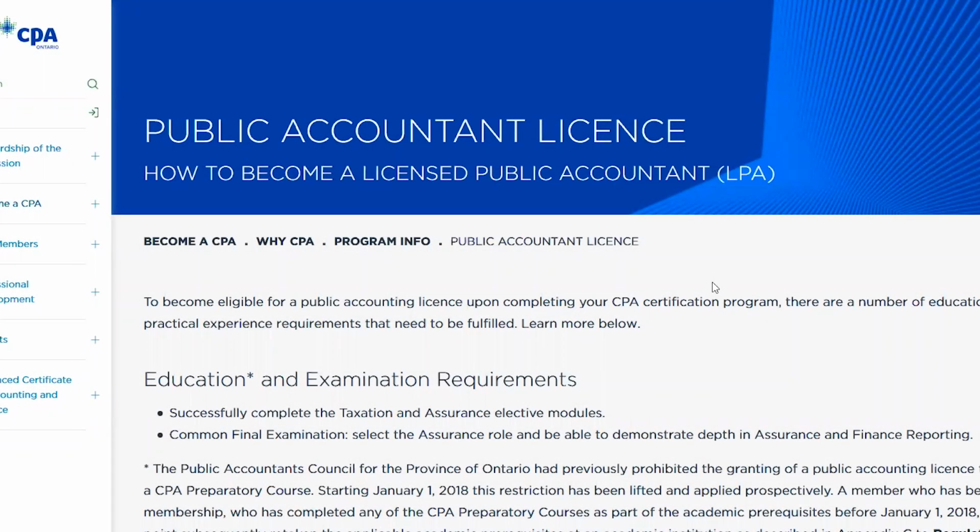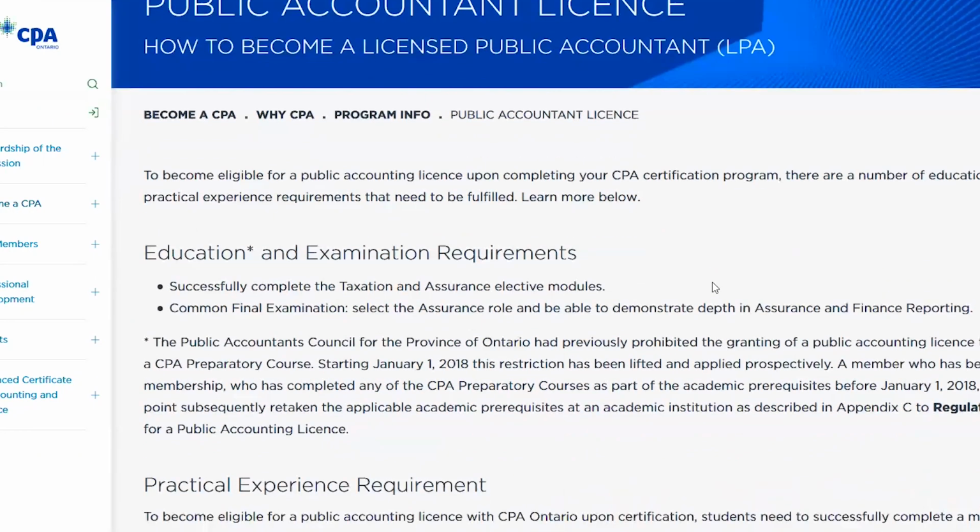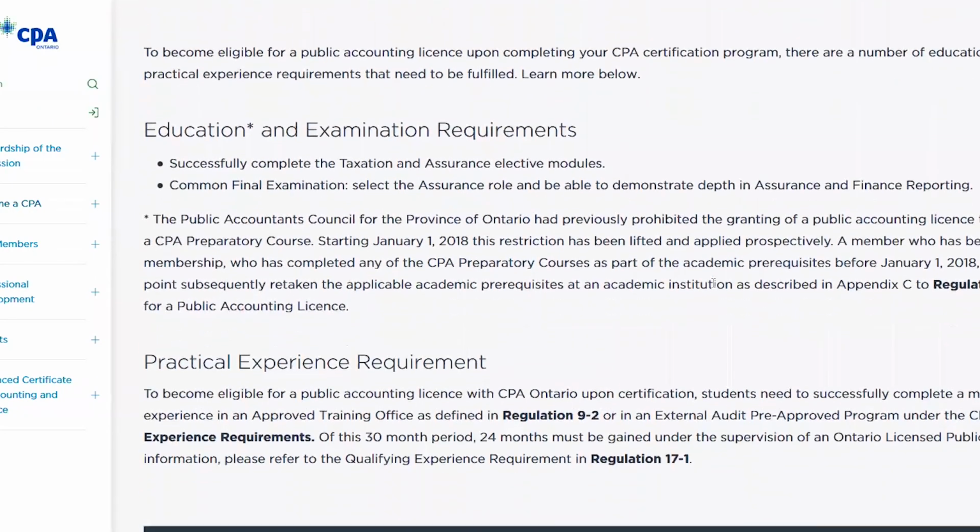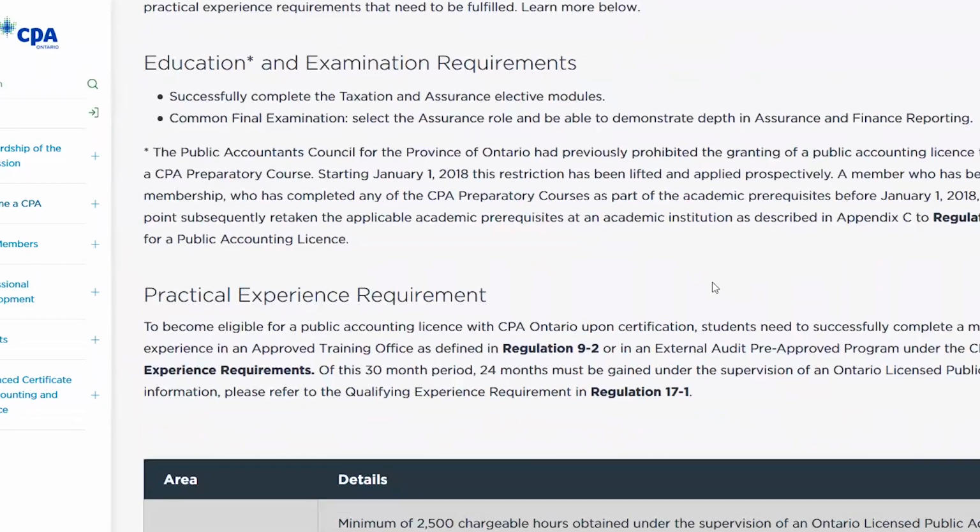If you're thinking of opening your practice and doing taxes or audits, there are specific requirements for licensing and what your role you must choose for the CFE. So make sure to check with your province's licensing requirements before you finalize your role.